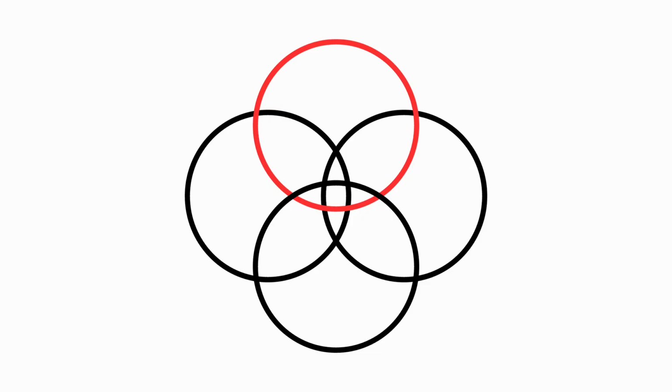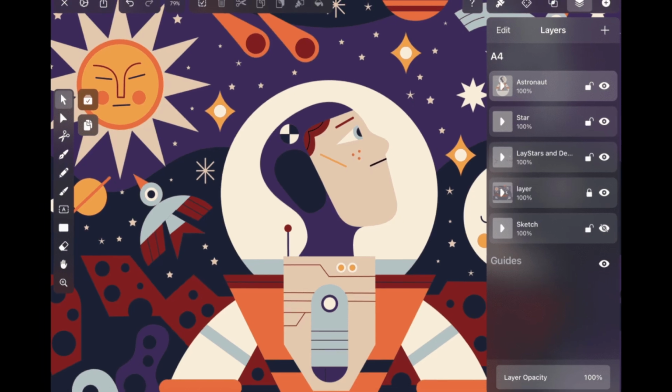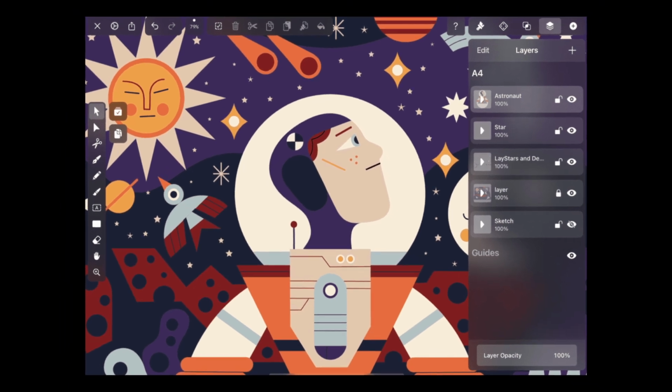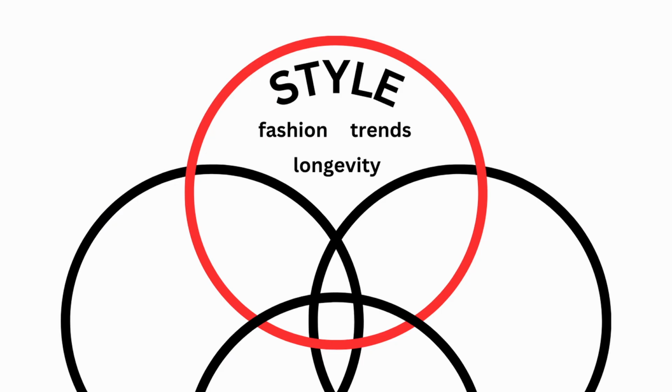So what are these 4 circles and how do I find them? They seem basic, but they're actually quite complex. So let's go through all 4 in the simplest way possible. Circle 1, style. In every design, you need to consider the style of the composition. Consider the fashion of design at the time.